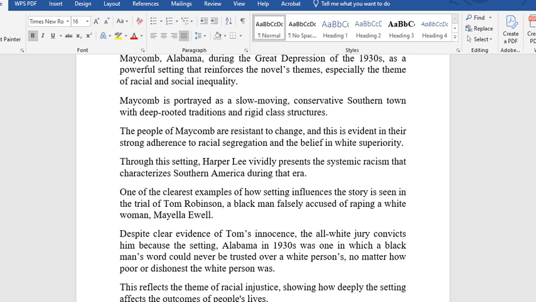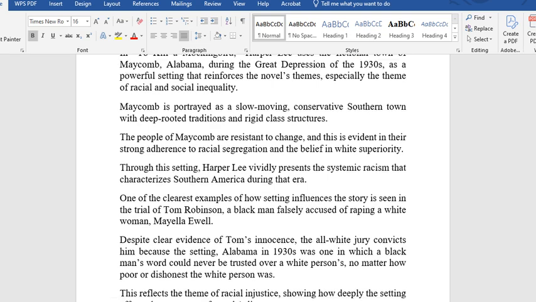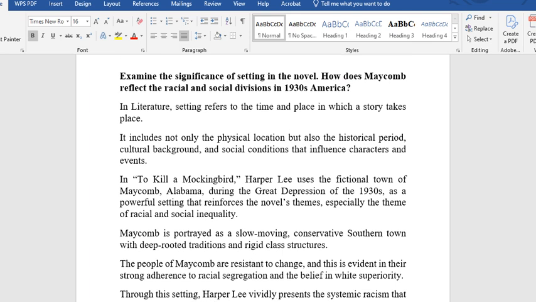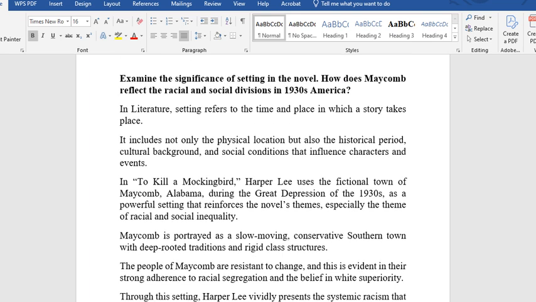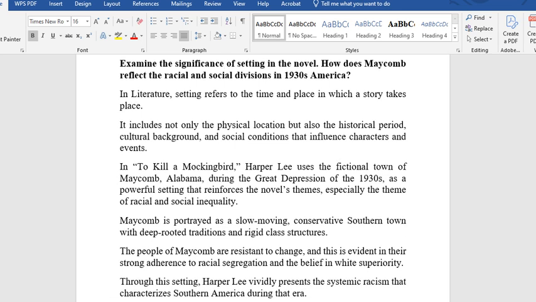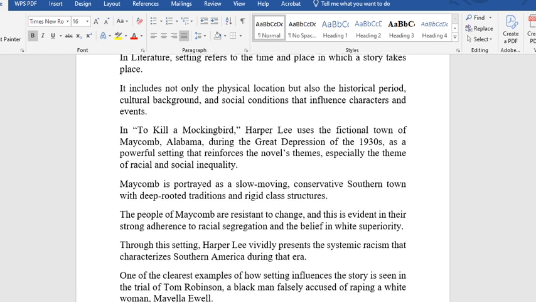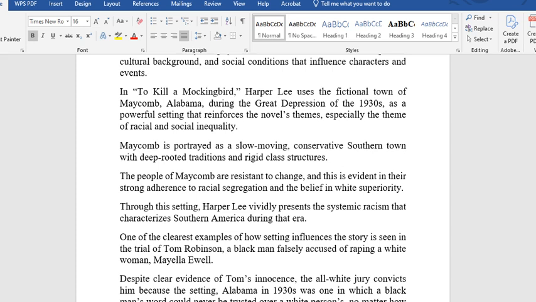So you can see that we have related the question to the theme here. If you look at the third paragraph, it says, in To Kill a Mockingbird, Harper Lee uses the fictional town of Maycomb, Alabama, during the Great Depression of the 1930s as a powerful setting that reinforces the novel's themes, especially the theme of racial and social inequality. So you have to relate every question to a relevant theme. That is one of the major guidelines in literature when you are answering WAEC questions.